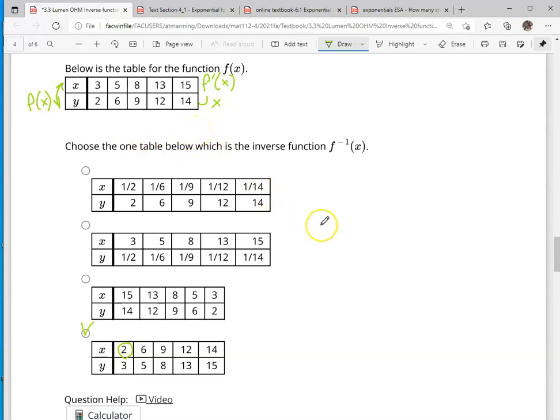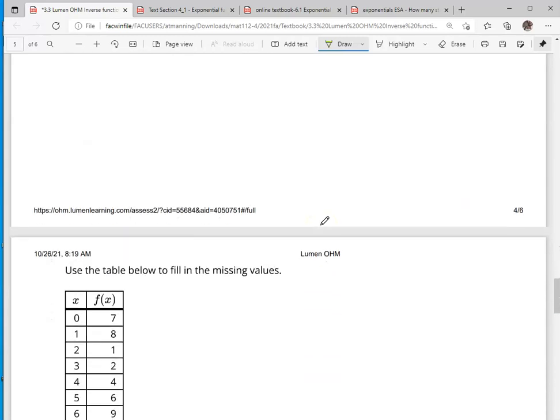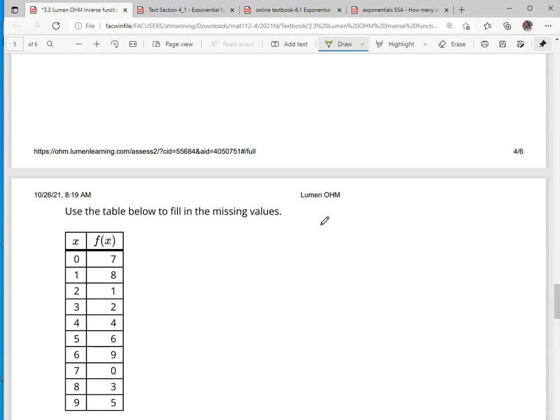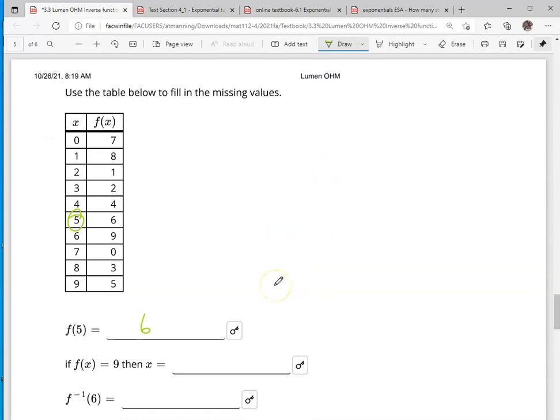So, one-to-one table. Now, it's going to get a little tougher, but not radically tougher. We have inputs and f of x, and they're going to give us a table. They don't even give us the inverse. They just say, well, what's f of 5? Well, input x of 5 gives me a 6. If I got a 9, what was x? Well, I got an output of 9 there. That must have meant that x was a 6.